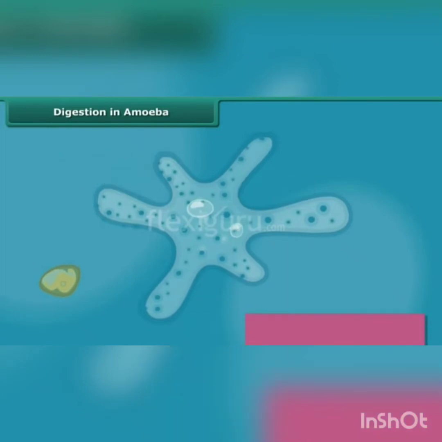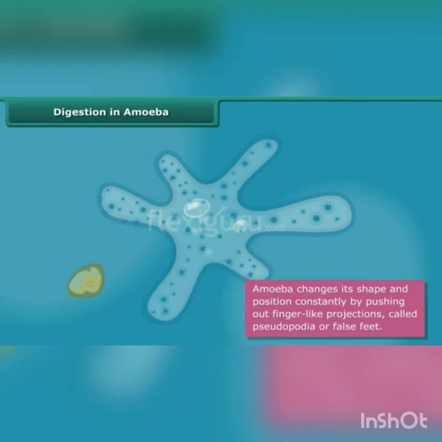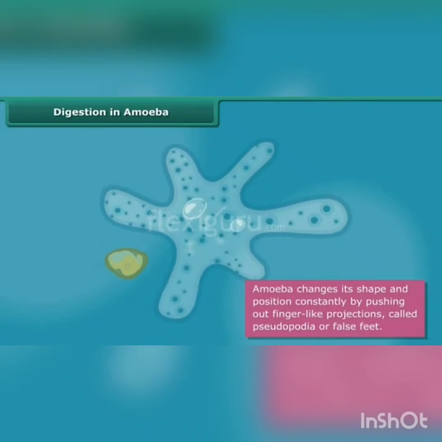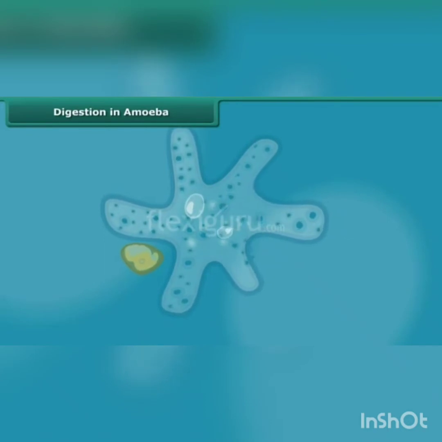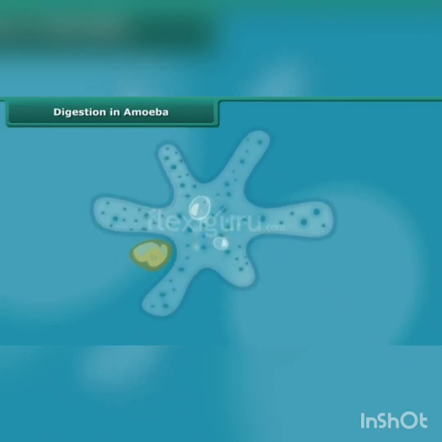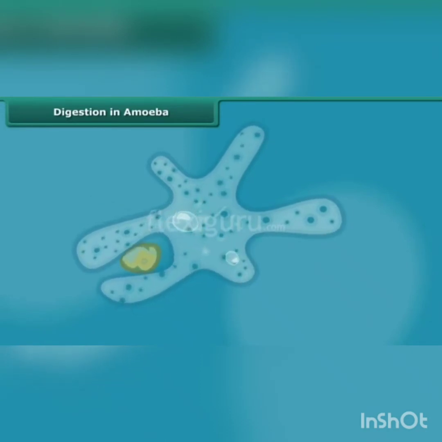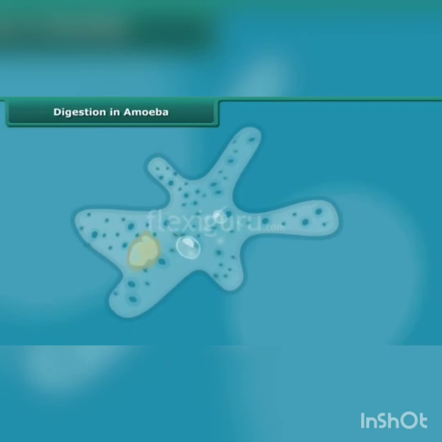It is also known as false feet, and it captures some microscopic organisms as its food. The food becomes trapped in a food vacuole and the digestive juices act on the food to break it down into simpler substances. Finally, the undigested food is expelled outside by the vacuole. You can say all animals have the same basic process of digestion. That means the basic process of digestion of food and release of energy is the same in all animals.